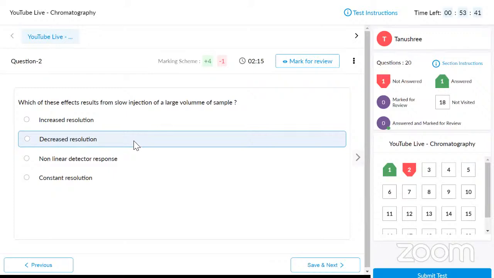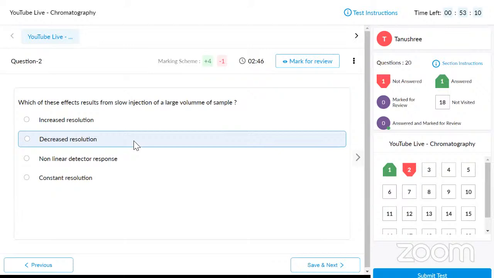So obviously increased resolution will not occur. Why? Because increased resolution means the different peaks of an analyte, or even a single peak of an analyte, is well separated and gives you a proper peak shape without tailing and without peak broadening. So good resolution will be achieved only when you are using a minimal injection volume or a low concentration sample. So increased resolution is not a possibility in this case. Second option, decreased resolution, is highly possible.